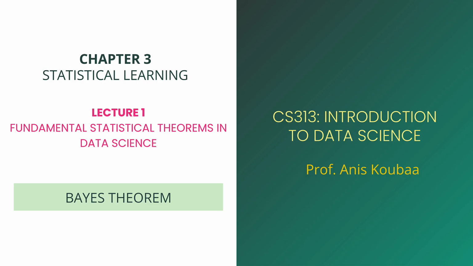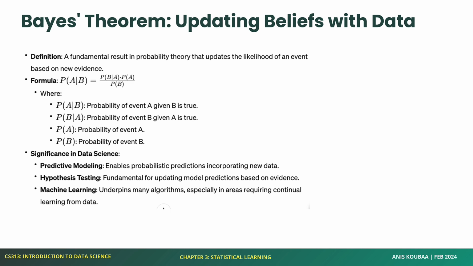So we start with the Bayes theorem. As you already know, it has the famous formula. The probability of event A given B is equal to the probability of B given A multiplied by the probability of A, divided by the probability of B. A and B are events, so this is the probability of event A given that B is true. This formula is used in data science for predictive modeling, for hypothesis testing, and for machine learning.